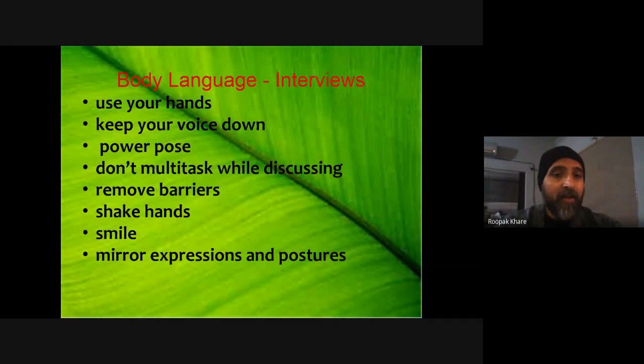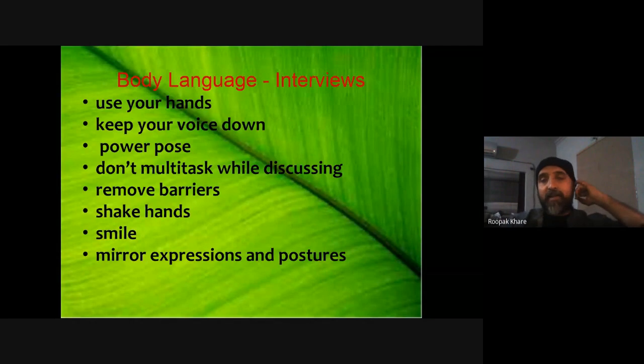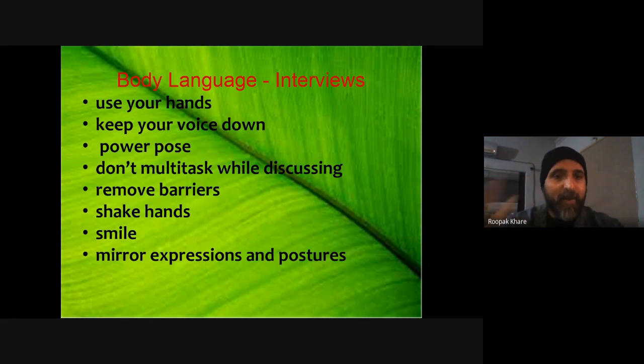Smile, and mirror expressions. If you remember, we had discussed mirror expressions when we were talking about body language. Mirror expressions refers to doing certain actions that the other person in front of you is doing. So try and do that at times, because that connects. If the other person is smiling, you can smile. If the other person is waving, you can wave, at times.